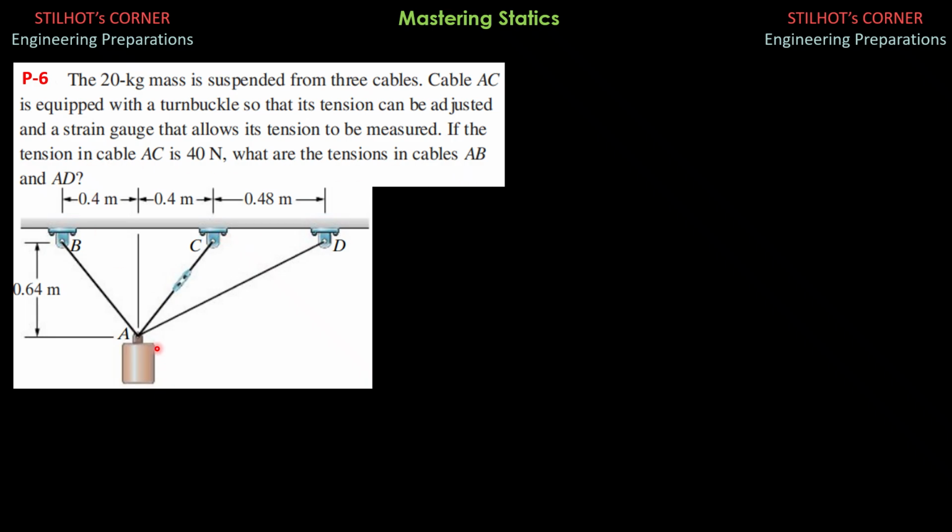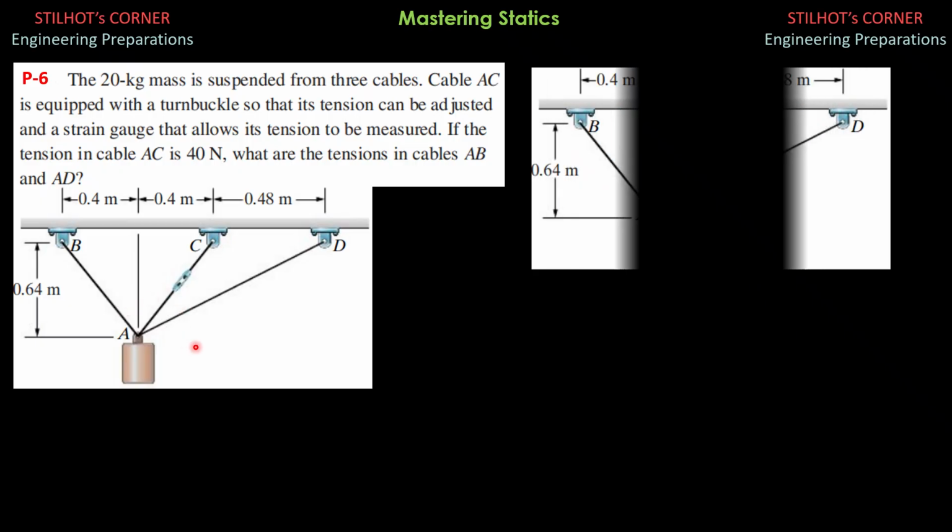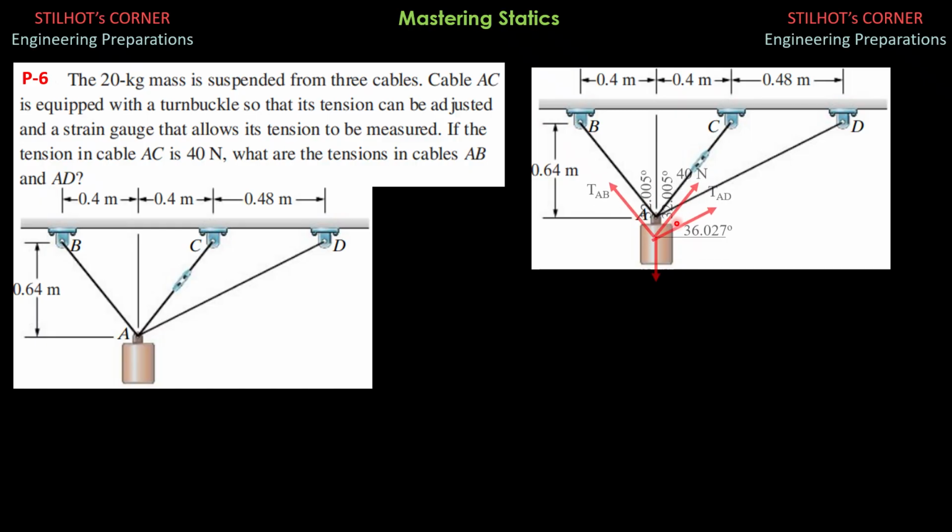So this problem is a coplanar concurrent force system. There are two unknowns that will be addressed by the two static equations, summation of forces in x equals 0 and summation of forces in y equals 0. This is about as simple a problem in statics as it gets, of course. So the free body diagram would look as shown, and the tension in AC is 40 newtons as stated.